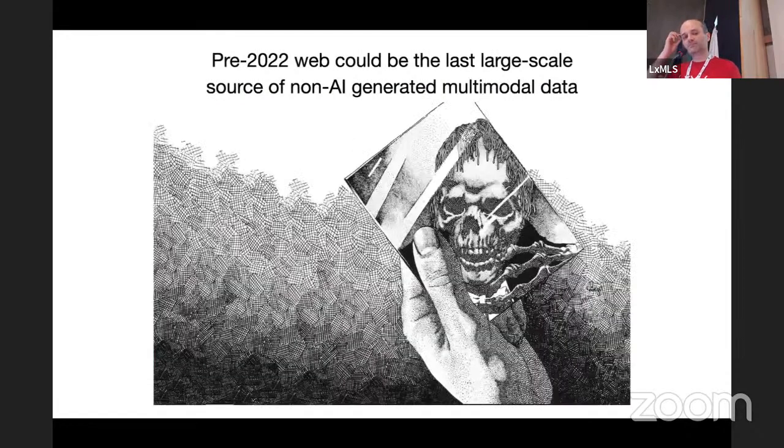And for the pre-2022 web, we have to think about what we're going to see in our reflection in the future. This could be the last large-scale source of non-AI generated multimodal data. I think we should consider some of the consequences of learning from generated images or automatically generated videos. Are we going to be happy with what happens when we keep training on this data?